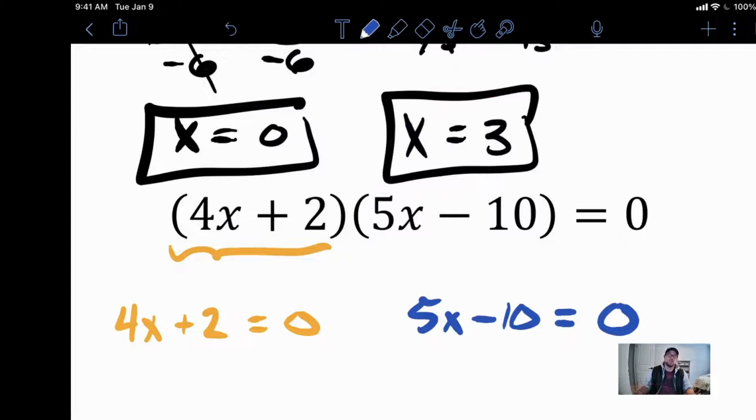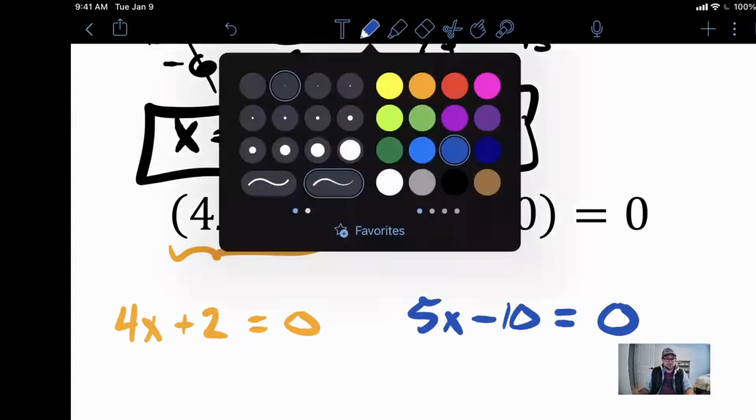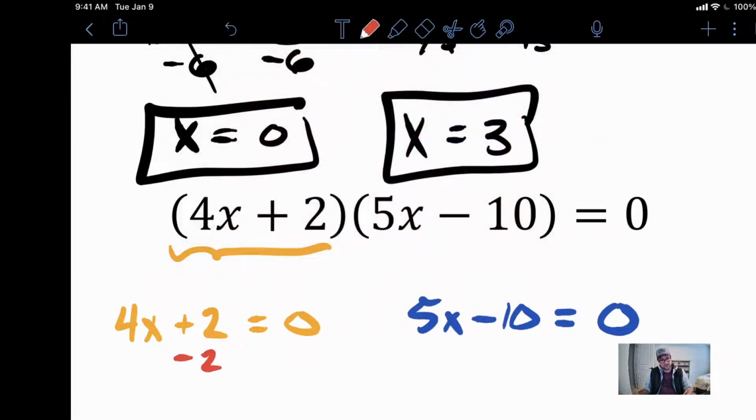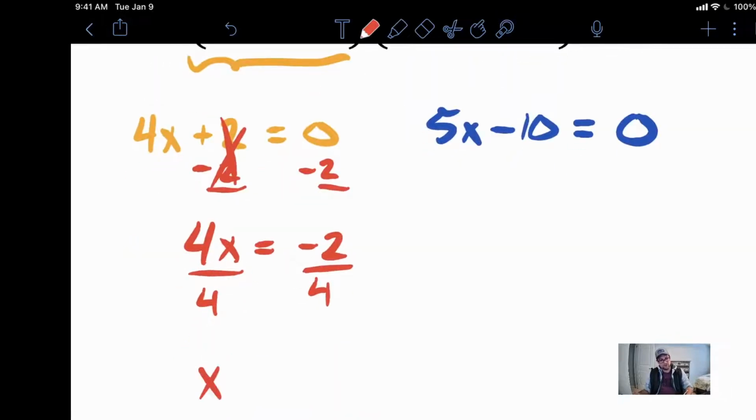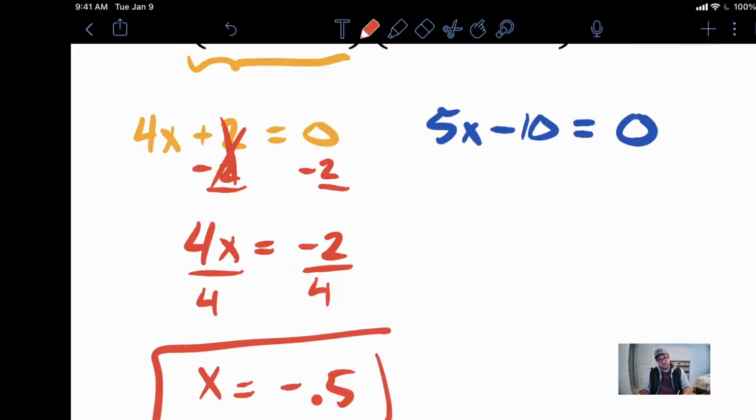Now, your job is just to solve. So to solve this, you want to subtract 2 from both sides. These two cancel off. That's going to leave us with 4x is equal to a negative 2. And then we just need to divide by 4 and divide by 4. And when we do that, x is equal to negative 0.5. And that's going to be our answer.